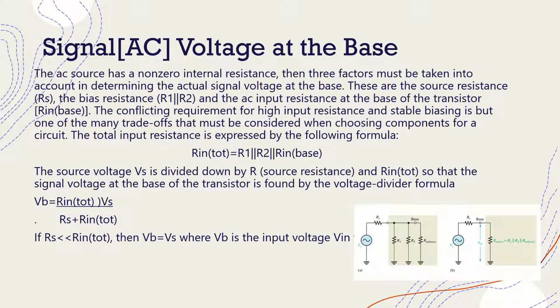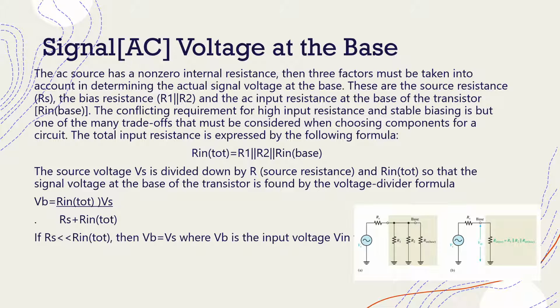Signal AC voltage at the base. The AC source has a non-zero internal resistance. Then three factors must be taken into account in determining the actual signal voltage at the base. These are the source resistance, the base resistance and the AC input resistance at the base of the transistor. This is illustrated in the figure given below.